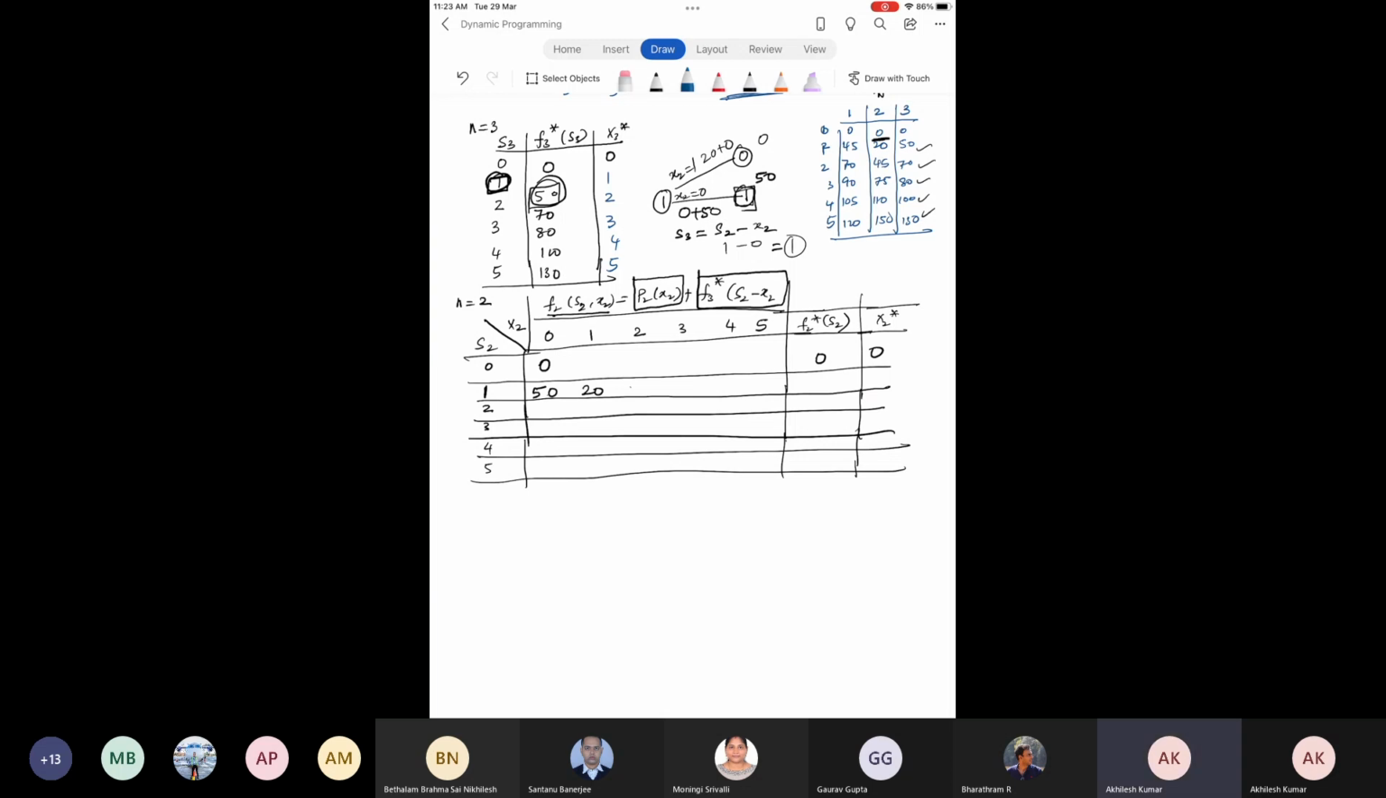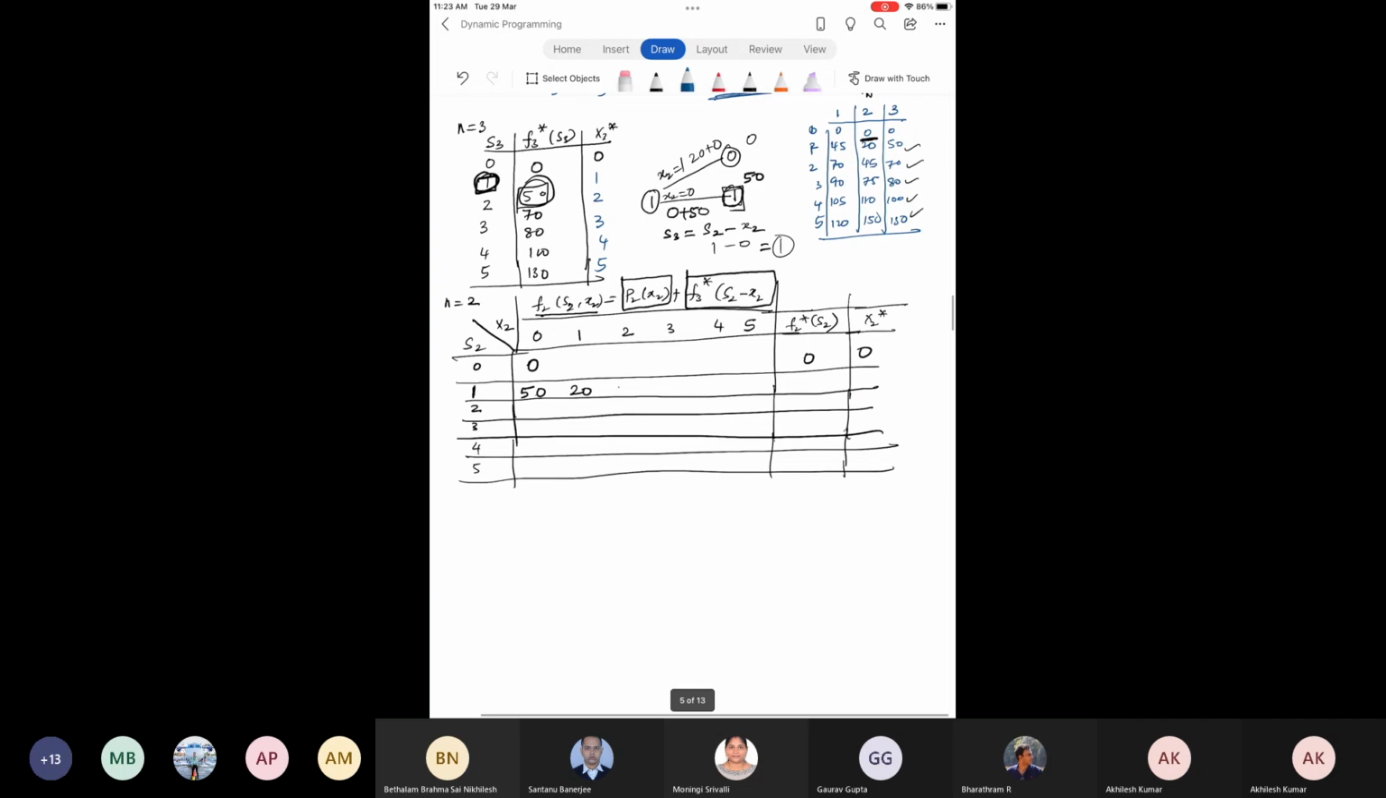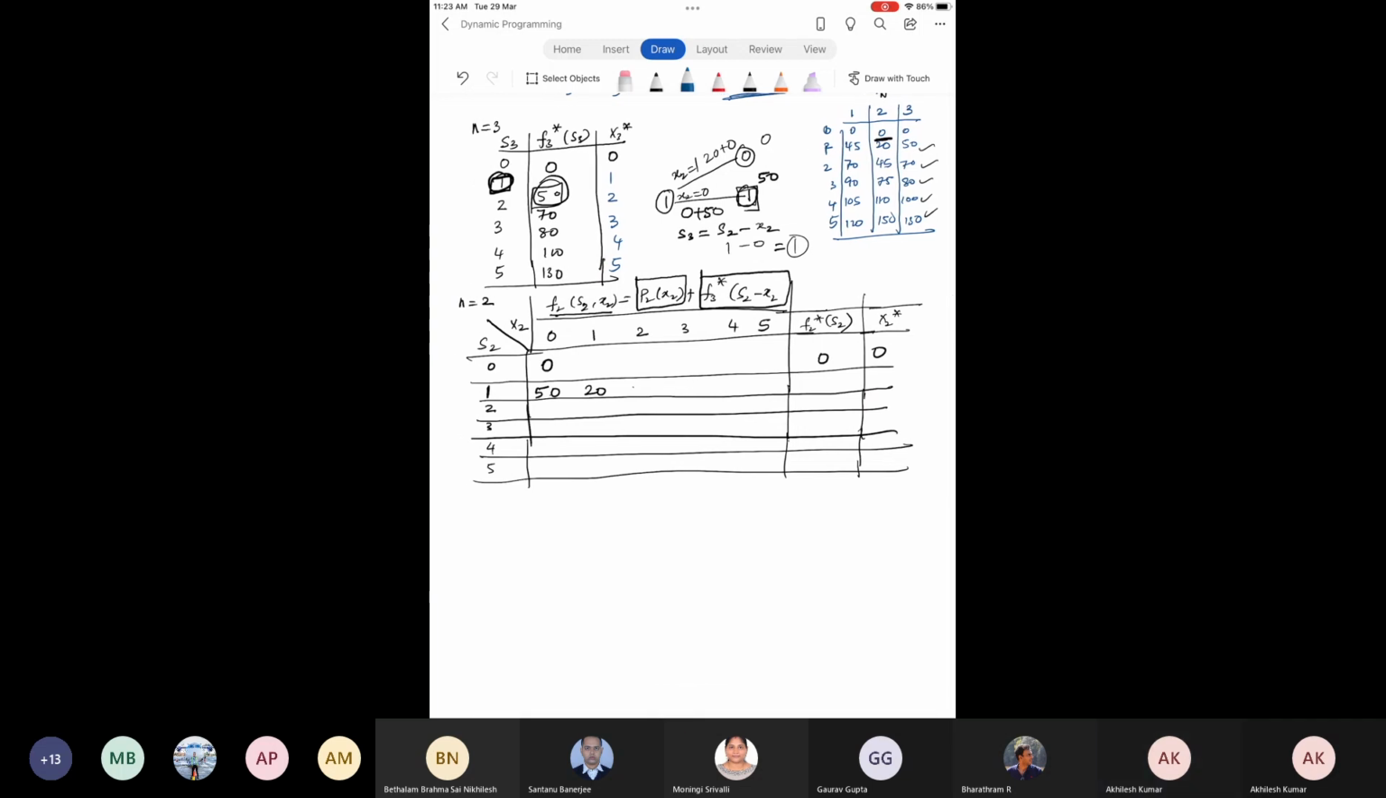What would be from 1 to 2? Possible? No, sir. So not possible. All will be dash. What is the maximum? Because we are maximizing among 50 and 20, 50. So I will take 50. What is my optimal decision in this case? How much to allocate? What is x2 star? 0. Is this clear, guys? Yes, sir.